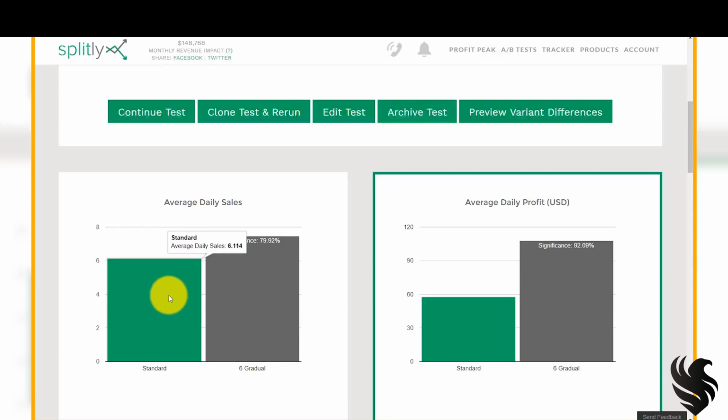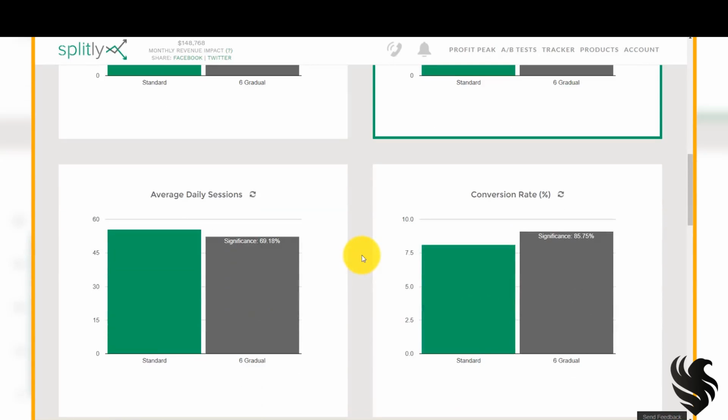Now we see here the average daily sales is pretty close, 7.4 to 6.1. But look what that meant for profit. Average, $107 for the gradual main image and $57. It's $50 more. When we go down here, average daily sessions, this is just how many people actually clicked on the listing. The standard one actually got a little more clicks, but that did not result in more sales. And of those clicks, you can see that the gradual one had a higher conversion rate than the standard.